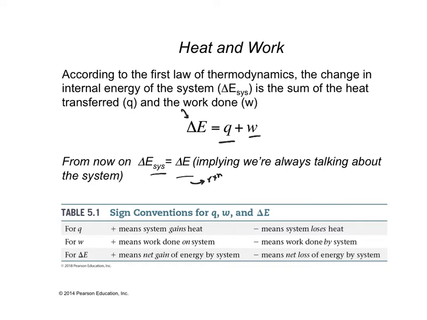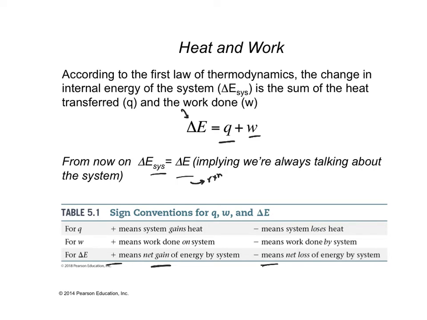So if delta E is negative, again, this is delta E of our system. If delta E is negative, what's happening to the internal energy of our system? We are losing internal energy, okay? So if we have a delta E that is negative, that means that our system is losing energy, okay? A delta E that is positive means that we are gaining energy by the system. The system is taking in energy from the surroundings, okay?